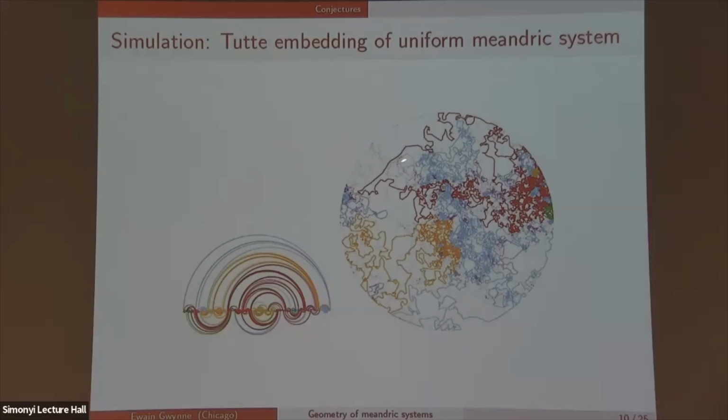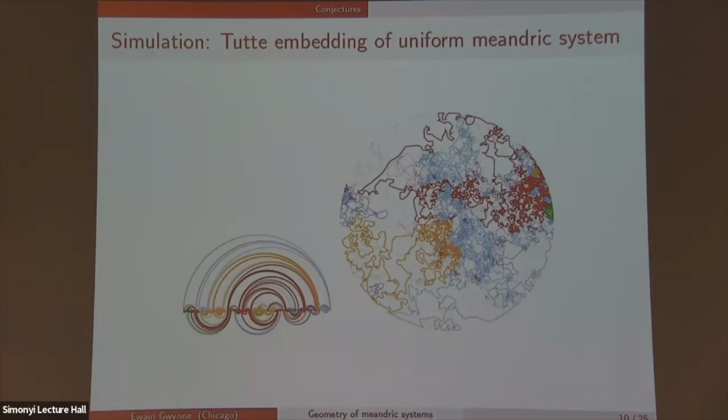And then the right picture is showing the embedding of the meandric system into the plane via the harmonic embedding. This embedding is specified by the condition that the position of each vertex is equal to the average of the position of its neighbors. The large loops of the meandric system are each colored in a different color. This red is the largest loop, the orange is the second largest, and the green, the purple and the blue are other large loops of the meandric system.